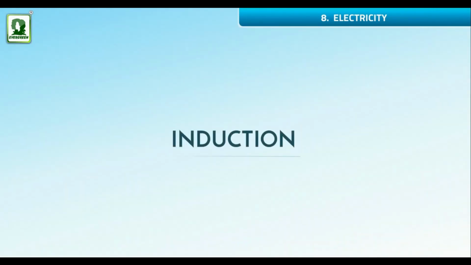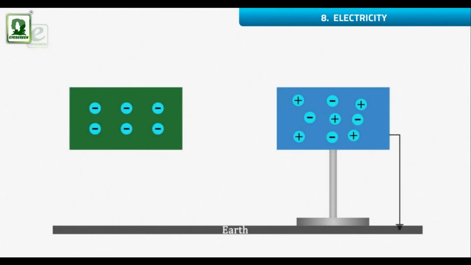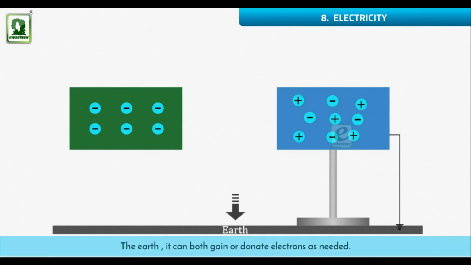Induction. It is possible to charge a conductor without touching it. You do have to follow some special procedures. Most important is the use of a grounding wire. A grounding wire is simply a conductor that connects the object to the ground. The earth can both gain or donate electrons as needed.